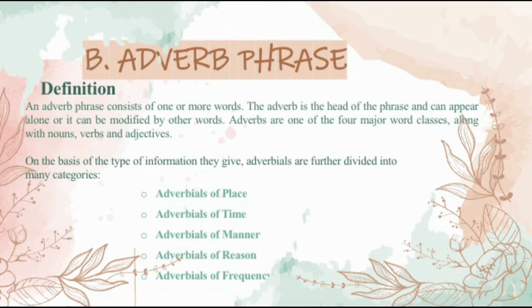Adverbs are one of the four major word classes along with nouns, verbs, and adjectives. On the basis of the type of information they give, adverbials are further divided into many categories, such as adverbials of place, adverbials of time, adverbials of manner, adverbials of reason, and then adverbials of frequency. And then let's talk one by one.